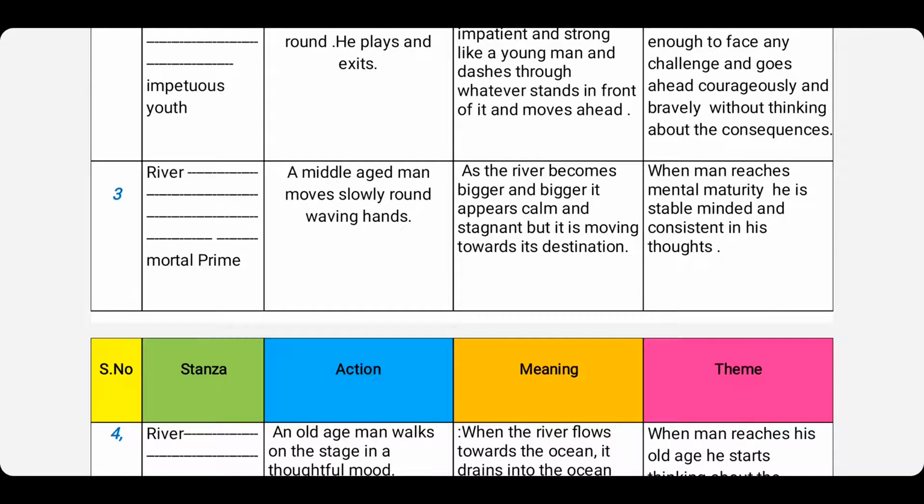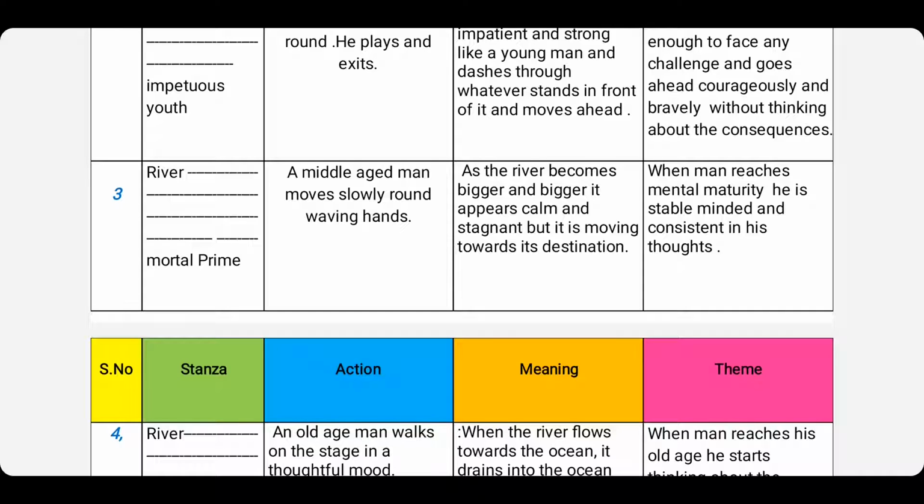On to the third stanza. River, river, brimming river, broad and deep and still as time, seeming still, yet still in motion, tending onward to the ocean, just like mortal prime. Here, what's the theme? The theme is, when man reaches mental maturity, he is stable minded and consistent in his thoughts.